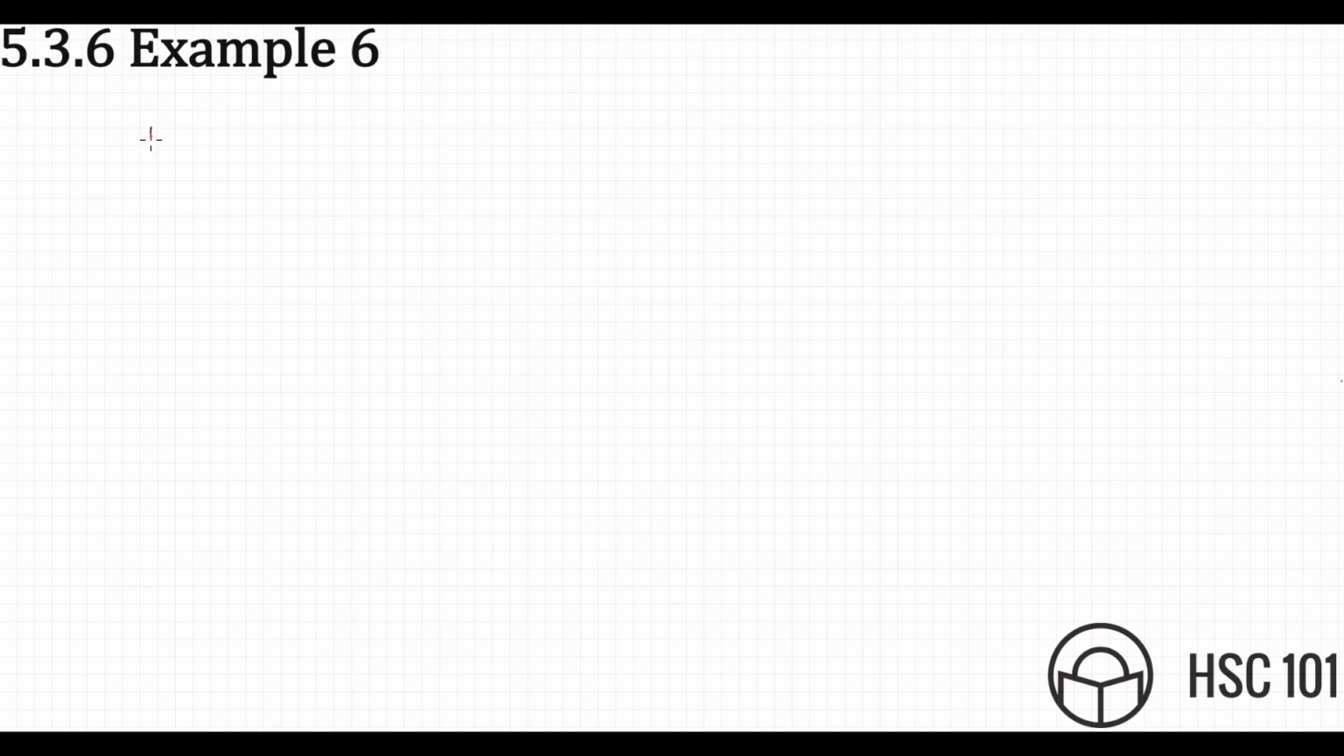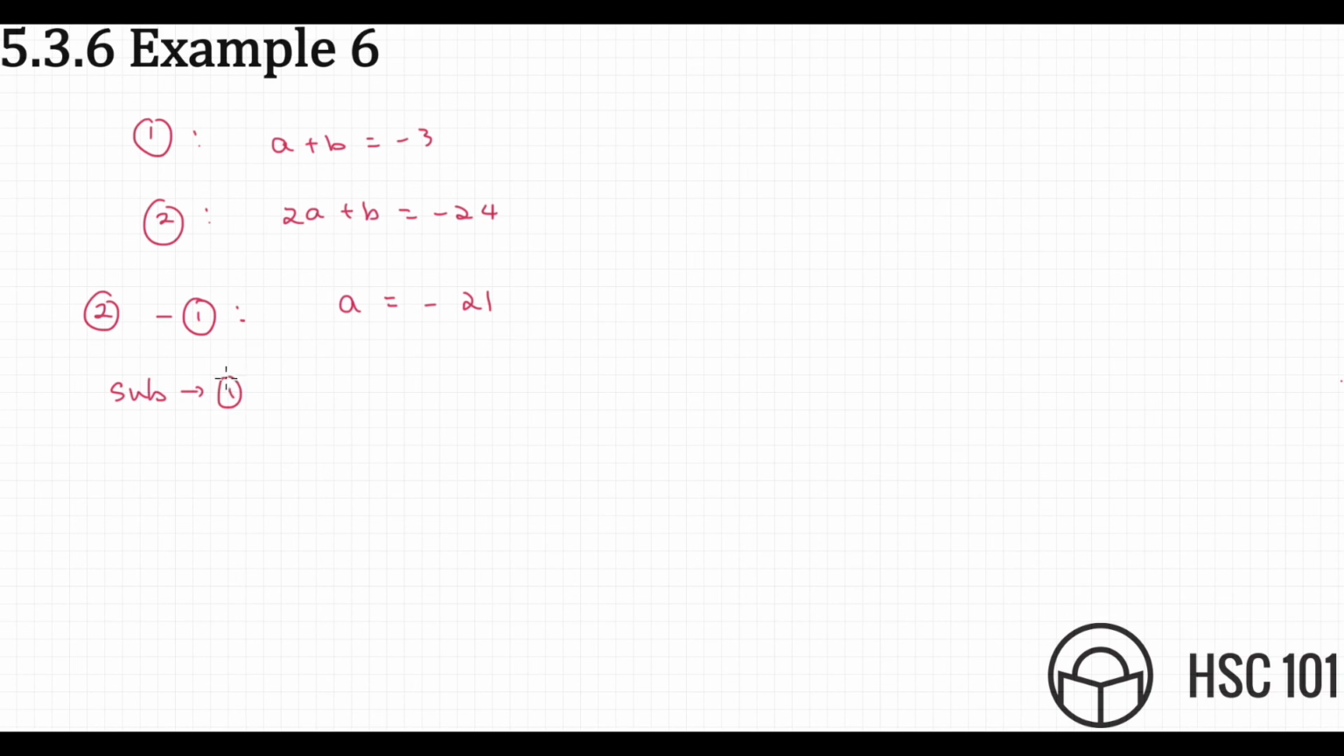So if we check that out, we know that equation 1 is given by a plus b is equal to negative 3. And equation 2 is given by 2a plus b is equal to negative 24. So if I take equation 2 minus equation 1, that's going to give us a is equal to negative 21, right? So 2a minus a is a, the b subtracts away, minus 24 minus 3 is minus 24 plus 3, which is negative 21. Substitute this back into either equation.